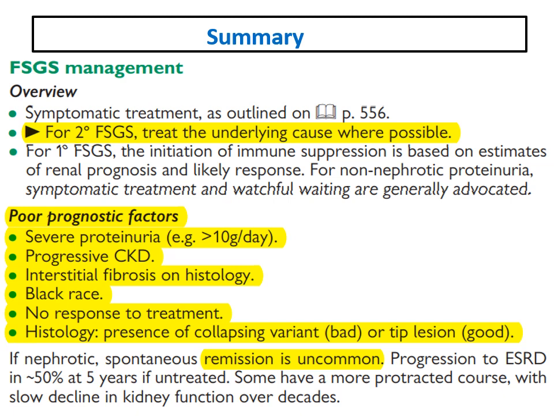In management, we should exclude secondary causes of FSGS. Poor prognostic factors, as we described, are severe presentation, more progression of CKD with renal impairment, interstitial fibrosis in histology, black race, and no response or no remission. The presence of the collapsing variant is considered a very poor prognosis.